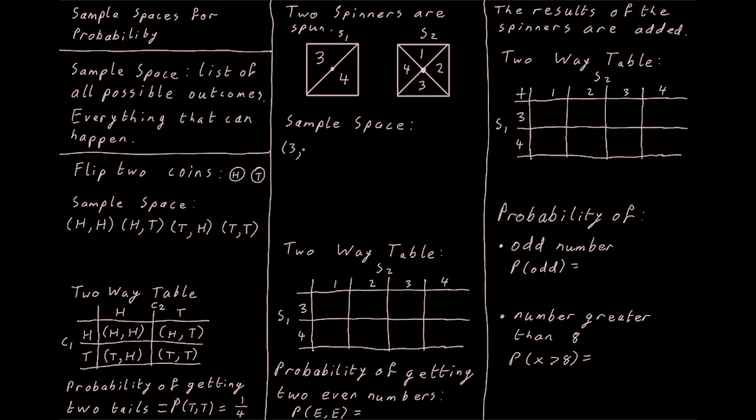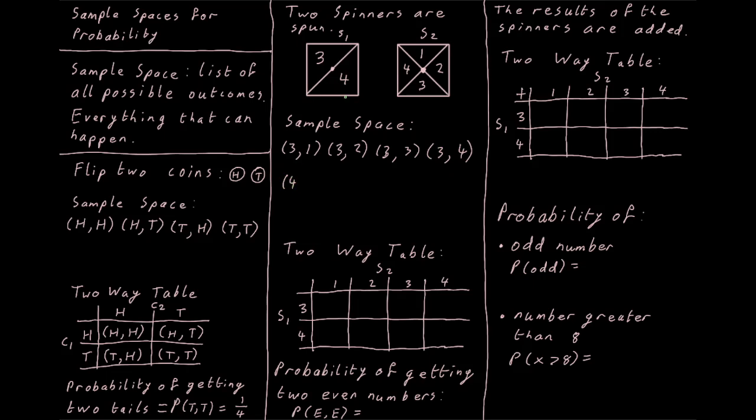And then I could get a 1 on my second spinner. It could land on this edge, or I could get a 2 or a 3 or a 4. So I need to run through all of those possibilities. So a 3 on the first, a 2 on the second, a 3 on the first, and a 3 on the second, a 3 on the first, and a 4 on the second.